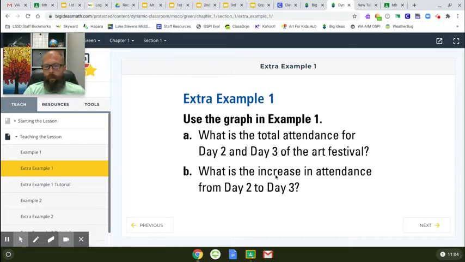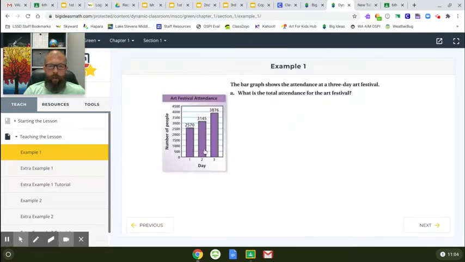Second one, what is the increase in attendance from day 2 to day 3? Remember, increase is tricky. I'm not adding, I'm actually subtracting. So I need to find day 2 and day 3. Day 2 is here. Day 3 is here. So I'm going to take the larger one minus the smaller one, line them up, subtract, and you can check my notes to see if your answers are just like mine.